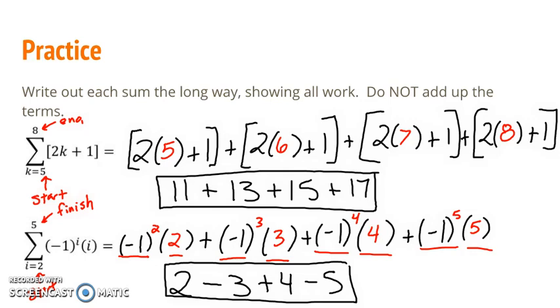So the big thing for summations is remember to think of them as sequences, but instead of having commas to separate them, you've got plus signs in there to separate them.